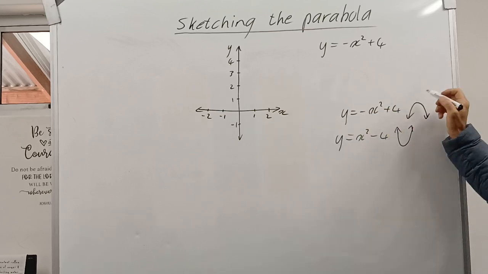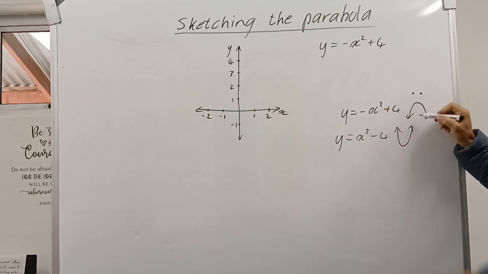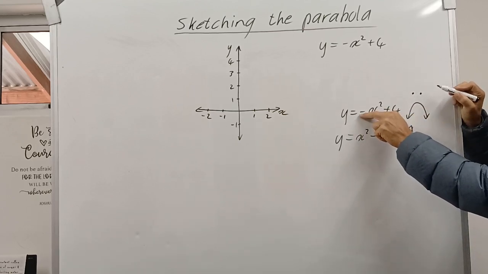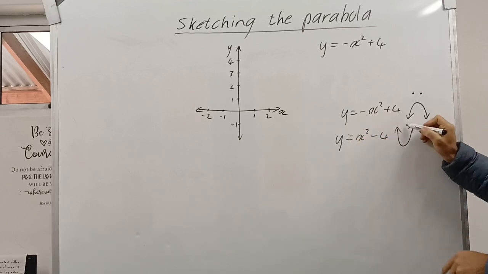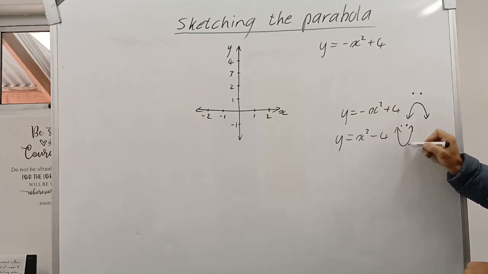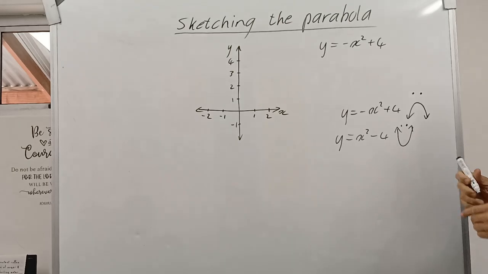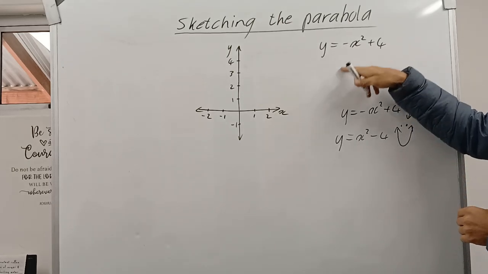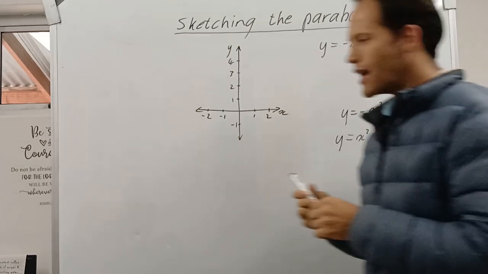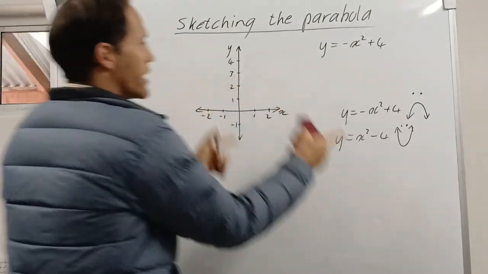Okay, so we say it makes a frowny, a sad face. You see a sad face because it's negative. If it's positive x squared, we say it makes a smiley face. It's happy. So you can remember it like that. When you see the negative, you know it's a frowny, it's going down. It just helps you to remember which way it shapes.